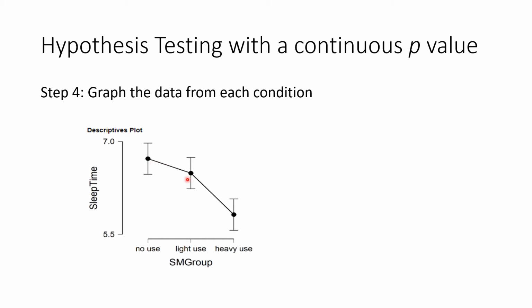I would expect that this difference is probably going to be due to sampling error. It's not large enough to offer compelling evidence that there's a difference between no use and light use. The difference between no use and heavy use is going to be compelling because there's no overlap. And the difference between these two is probably going to be compelling. So we'll get a small p-value for this comparison and a small p-value for that comparison, probably, once we have to do post hoc tests.